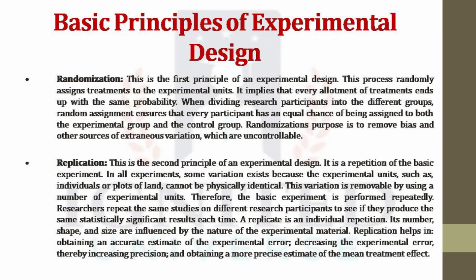Starting with randomization, this is the first principle of an experimental design. This process randomly assigns treatments to the experimental units. It implies that every allotment of treatment ends up with the same probability. When dividing research participants into the different groups, random assignment ensures that every participant has an equal chance of being assigned to both the experimental group and the control group. Randomization's purpose is to remove bias and other sources of extraneous variation which are uncontrollable.